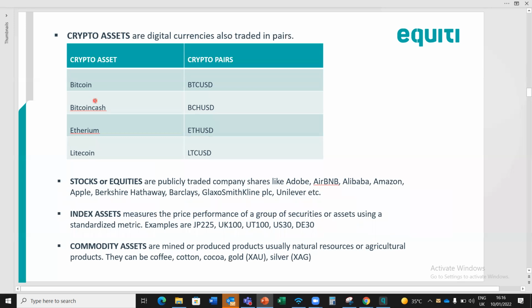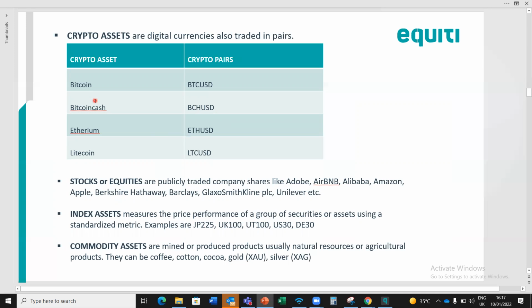On our platform on Equity, we currently have about four major cryptocurrencies being traded. A whole lot more, about 30 or more crypto assets, will soon be launched on our platform also. So stay tuned, and you will be updated when these crypto assets will also be launched on our platform.